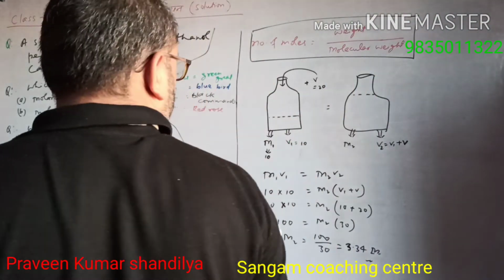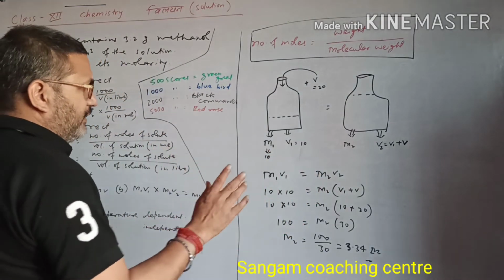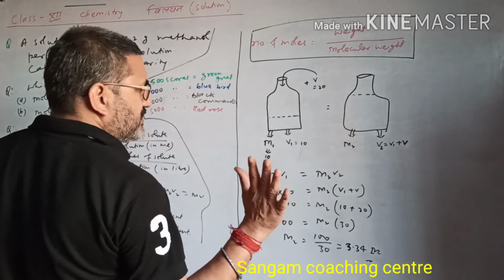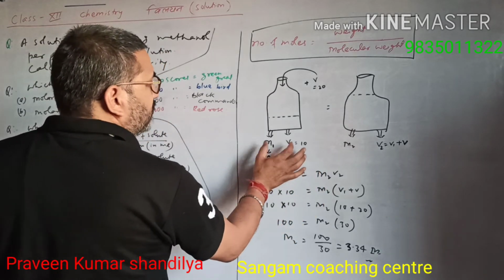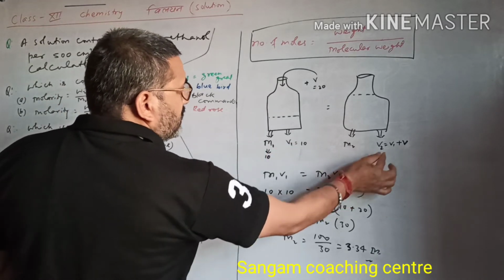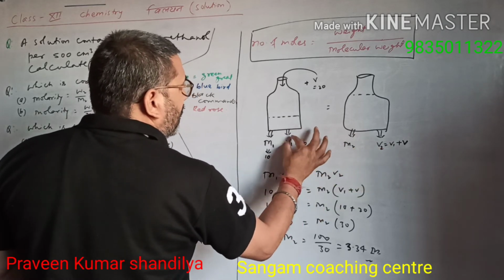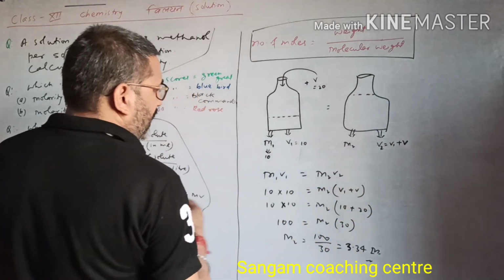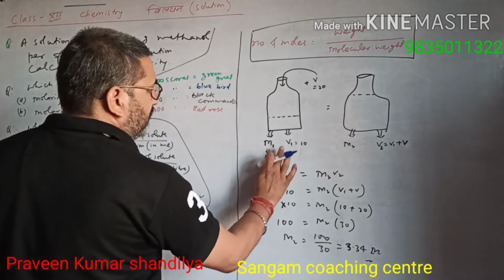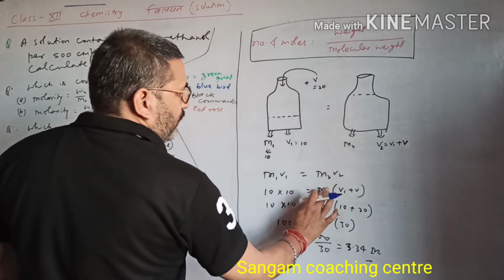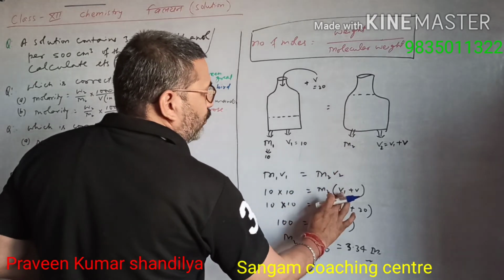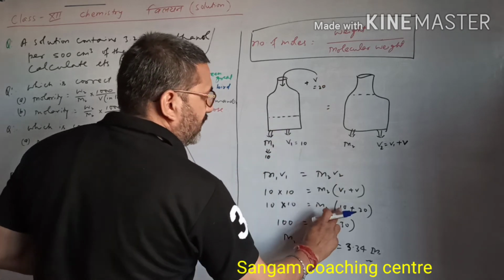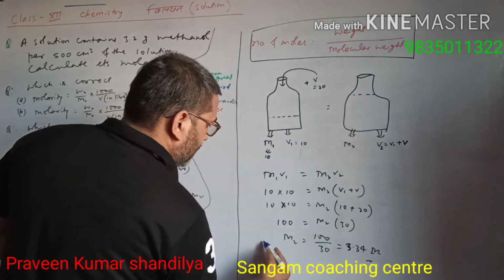It is very simple. We have to do nothing. Only M1 V1 is equal to M2 V2. V2 is V1 plus V. Is it okay? Then M1 is 10, V1 is 10, and M2 is M2, and V2 is V1 plus V. V1 is 10, V is 20, so 10 plus 20. Thus we can calculate M2.